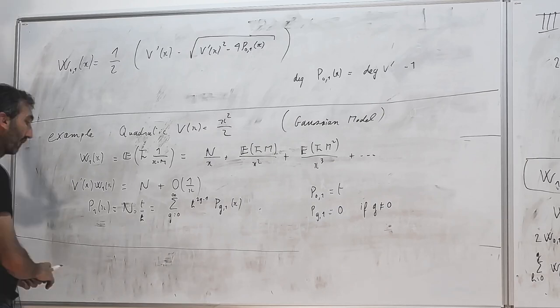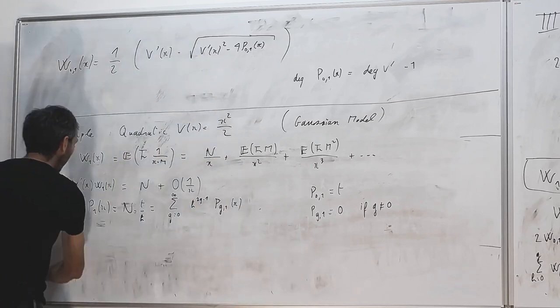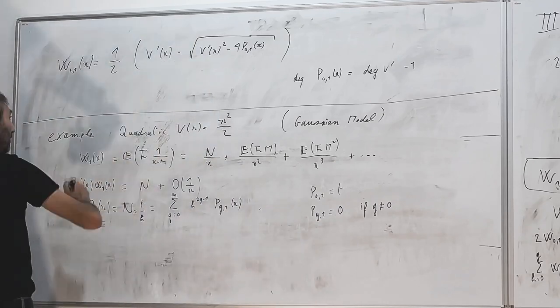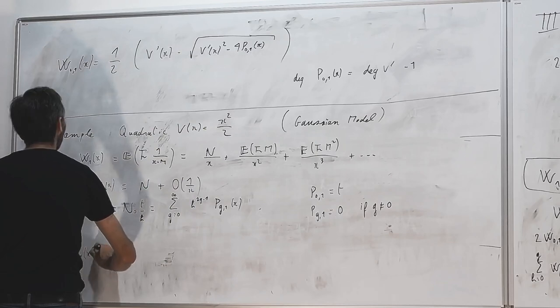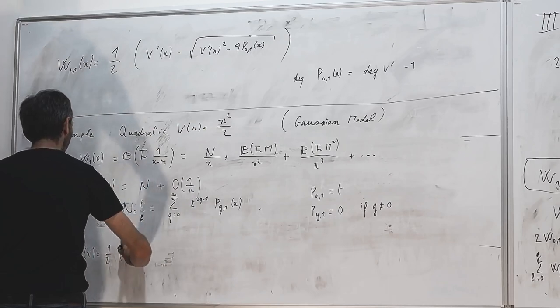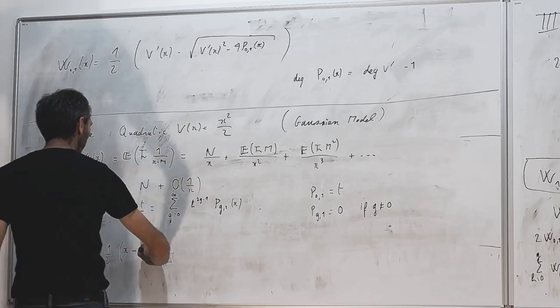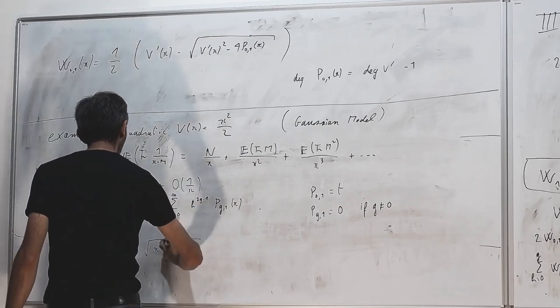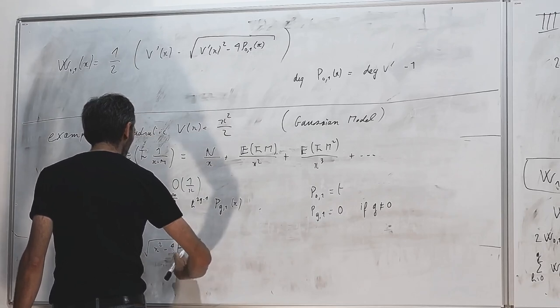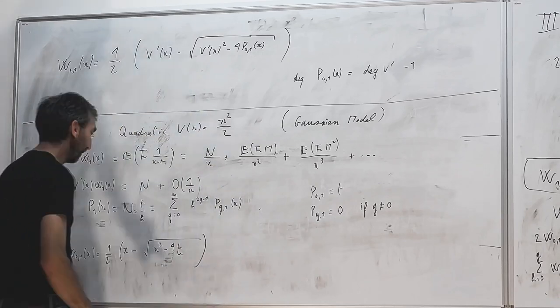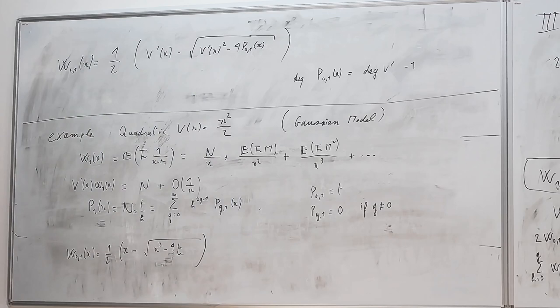So this is a really good case, because then P01 is not unknown. It's totally known. So W01 equals 1 half of x minus square root of x squared minus 4t. So indeed, the edge was 2 square root of t.